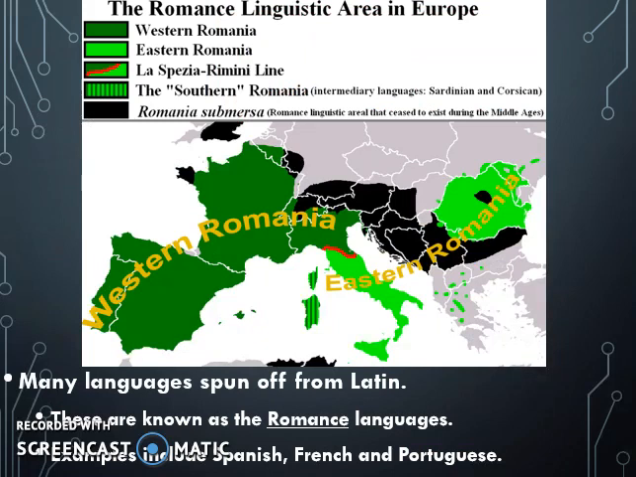Many languages spun off from Latin, so this is why you might have seen some words in that section of Latin writing that might have been familiar if you take something like Spanish or French or Portuguese. So the Romance languages spin off from Latin. So there are pieces of Latin in these languages. Examples include Spanish, French, and Portuguese.